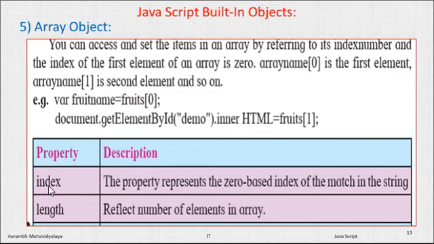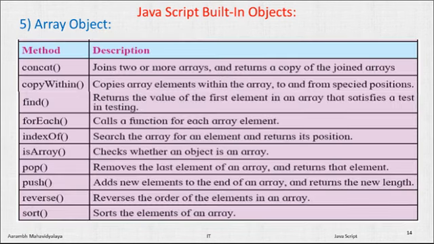It has properties like index and length. Index represents the zero-based index of the match in the string, and length reflects the number of elements in the array. It has different methods. The first method is concat. It will join 2 arrays and return its output as a third array. Then copyWithin. It copies the array elements from one position to another and returns the output.